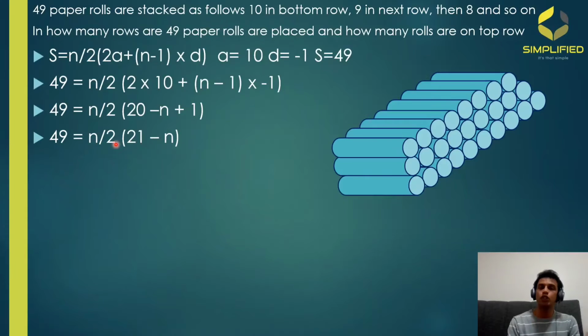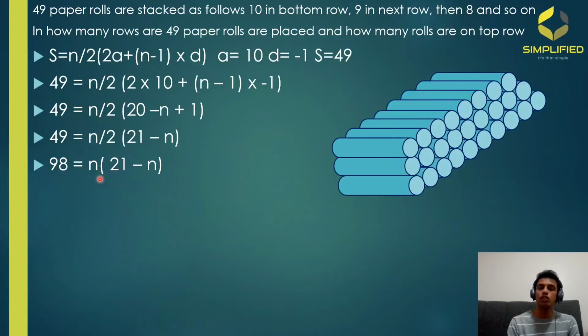Now we are having a 2 in the denominator, so this 2 has to be taken to the left side by multiplying it with 49. So eventually it will become 49 into 2, that is 98. Then we are having an n left over here after taking 2 from the denominator.